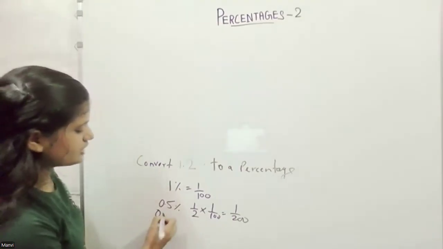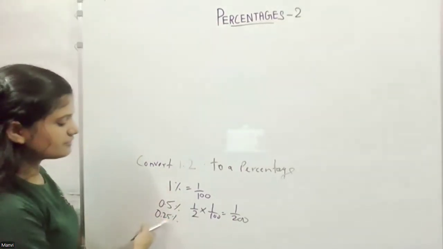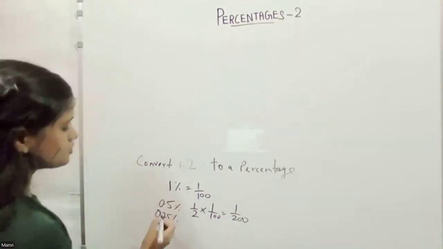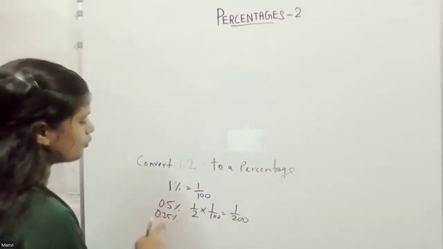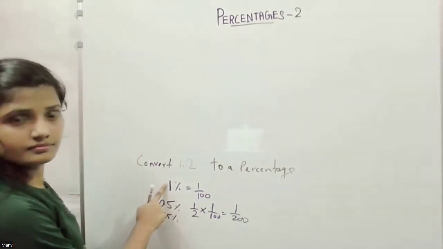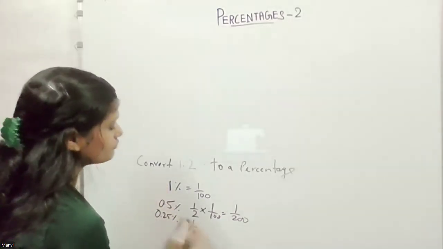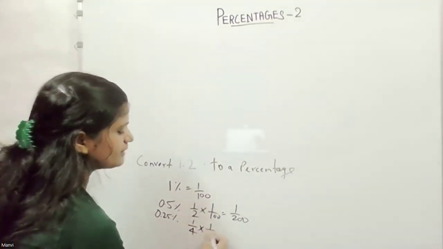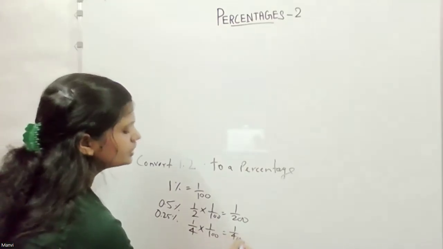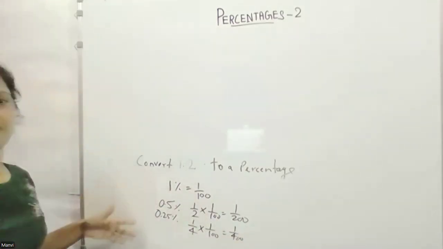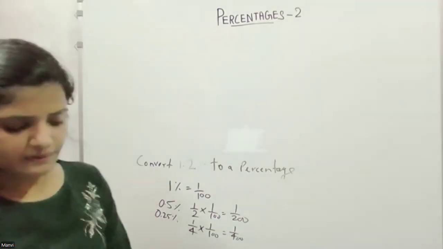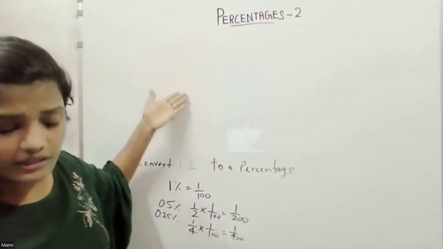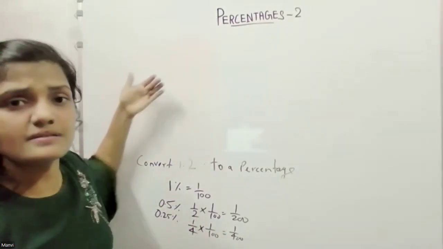Similarly, if I write 0.25%, since 25% means 1/4, this 0.25% is a quarter of 1%. A quarter of 1/100 is 1/400. You don't need to remember this. These are very easy things, right? The core meaning is that 1% is 1/100. 10% means 10/100. 50% means 1/2.